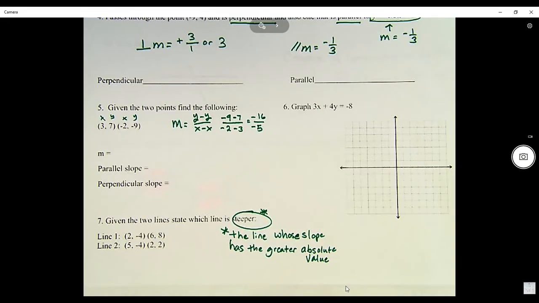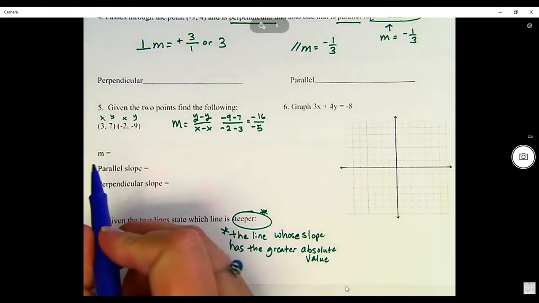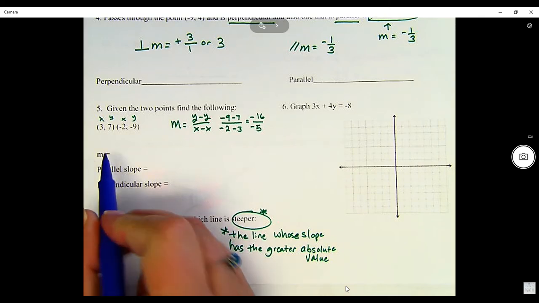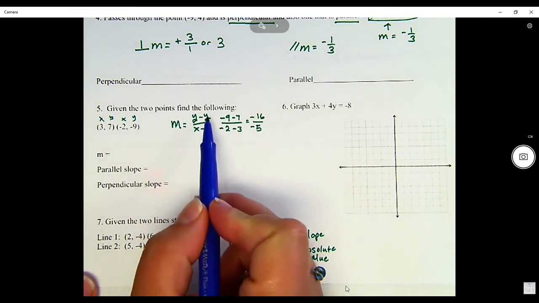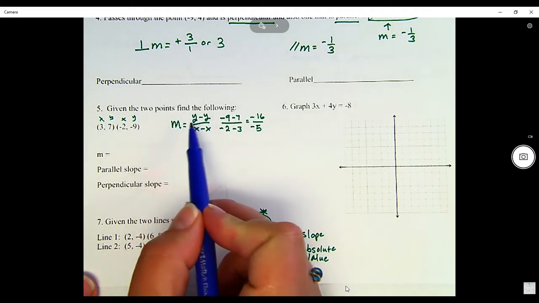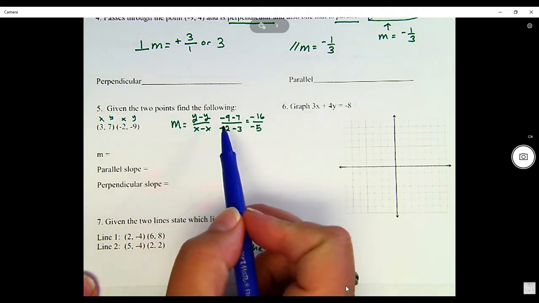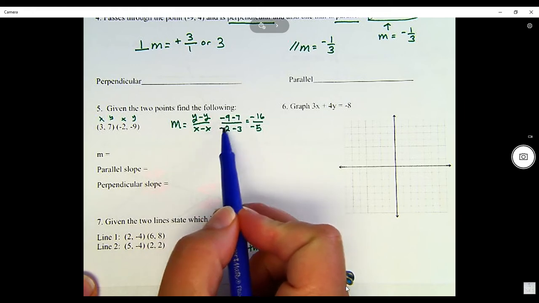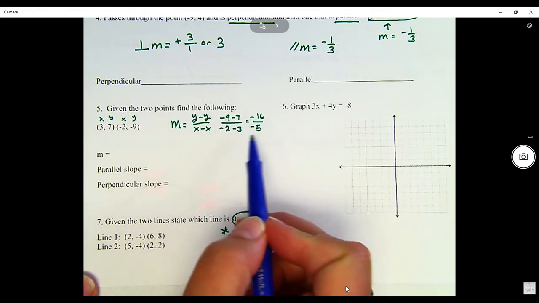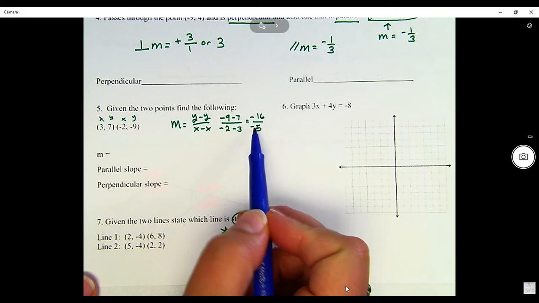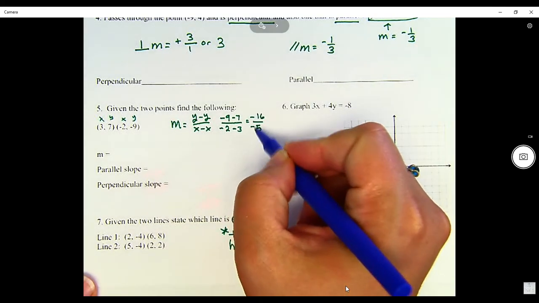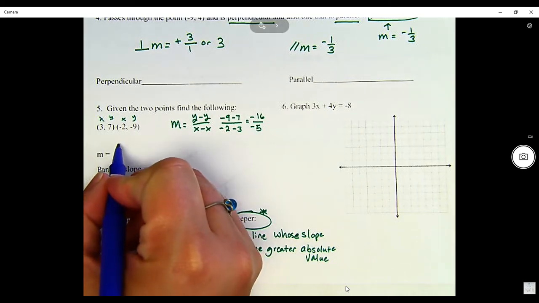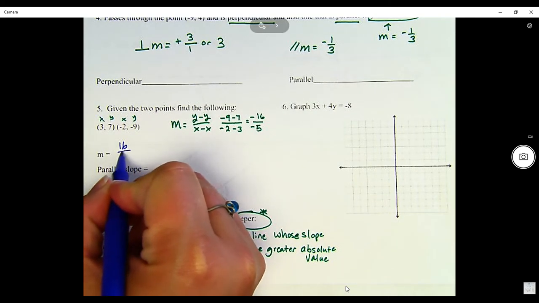On number 5, it says, given the 2 points, find the following. So the very first thing it asks us for is the slope. And so given these 2 points, which have x values and y values, we use the slope formula. So slope equals y minus y over x minus x. I went ahead and plugged in my y values and then my x values, and I ended up at -16 over -5. Now that's not quite as simplified as it needs to be. Those negatives cancel each other out. So our slope is actually going to be 16 over 5.